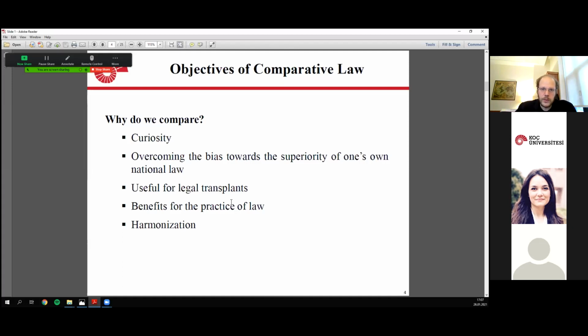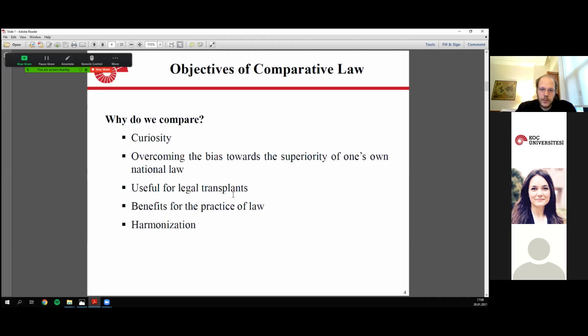It's also helpful for overcoming the bias towards the superiority of one's own national law, because as lawyers, we are trained usually within the boundaries of a national law system, and we always tend to think that the solutions adopted there are the best ones. Engaging in comparative law studies gives you a perspective. You'd sometimes notice that what you have learned in your undergraduate courses may not have been the ideal solutions to given problems, and seeing other jurisdictions really helps that.